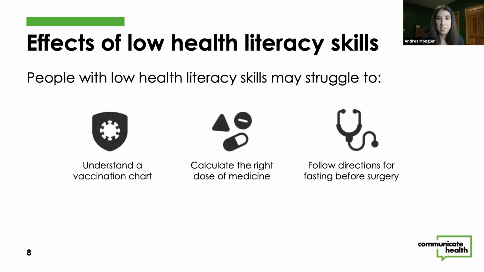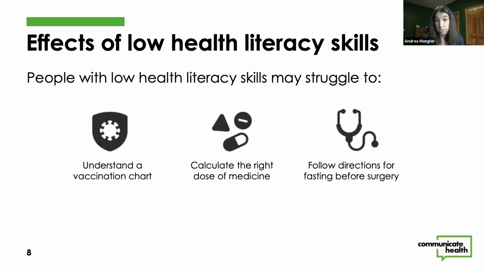So one more health literacy slide here. We know that people with higher health literacy skills are more likely to make well-informed health decisions, and that people with lower health literacy skills often have a hard time doing that. And we put some examples on this slide of things that people with low health literacy skills may have trouble doing. So, understanding a vaccination chart, one of those big charts that I often see for my kids, all the vaccines they need to get and what ages they need to get them and when they need boosters and all that stuff. Calculating the right dose of a medicine, or following directions for fasting before a surgery or procedure or some sort of test.